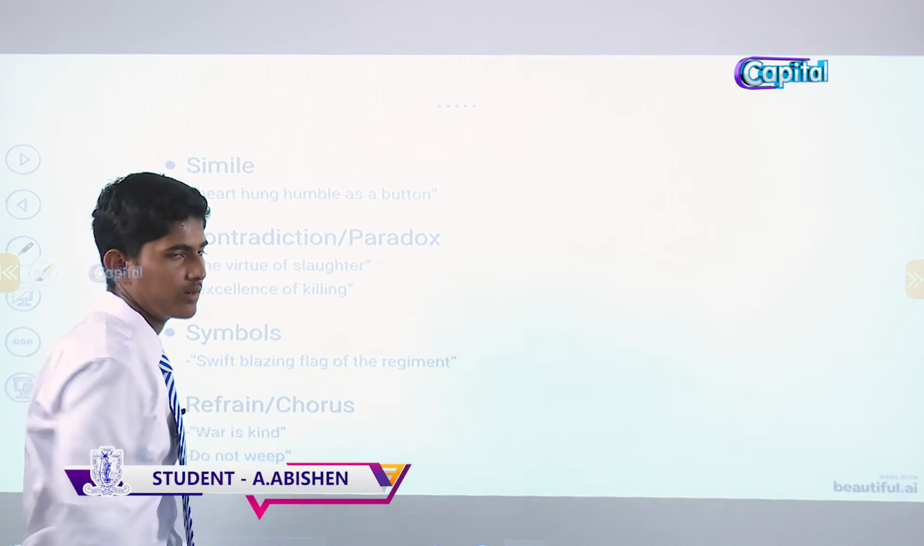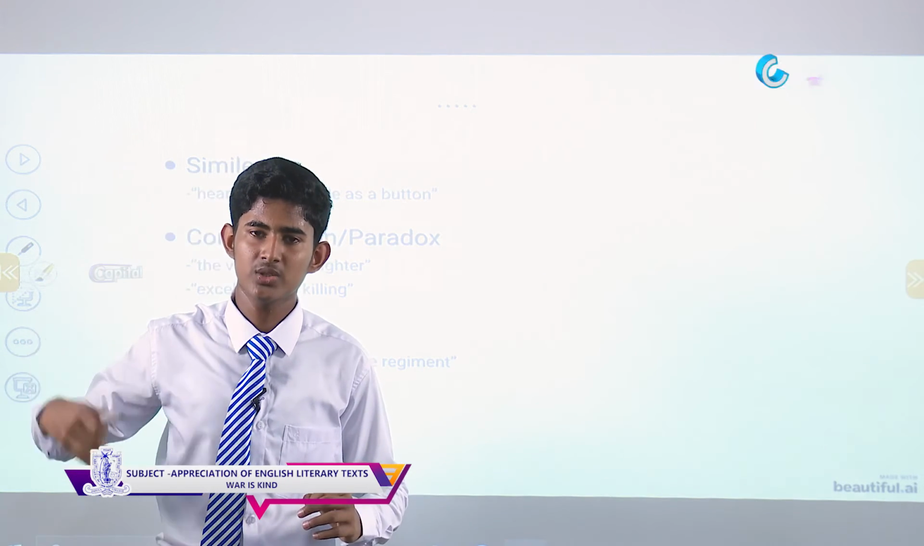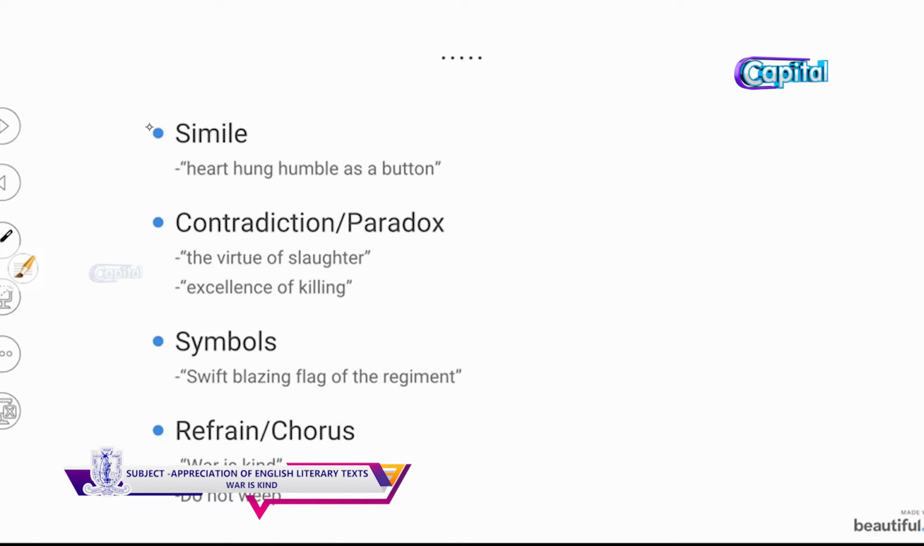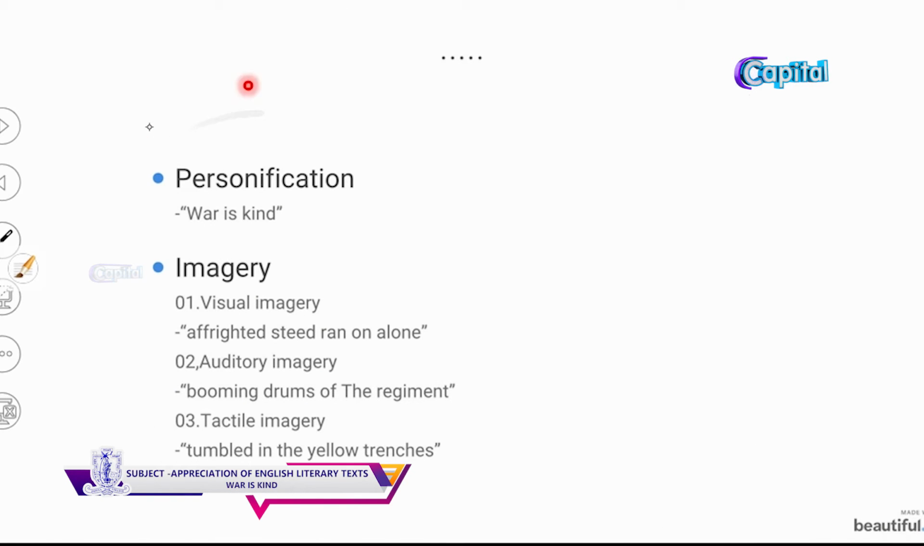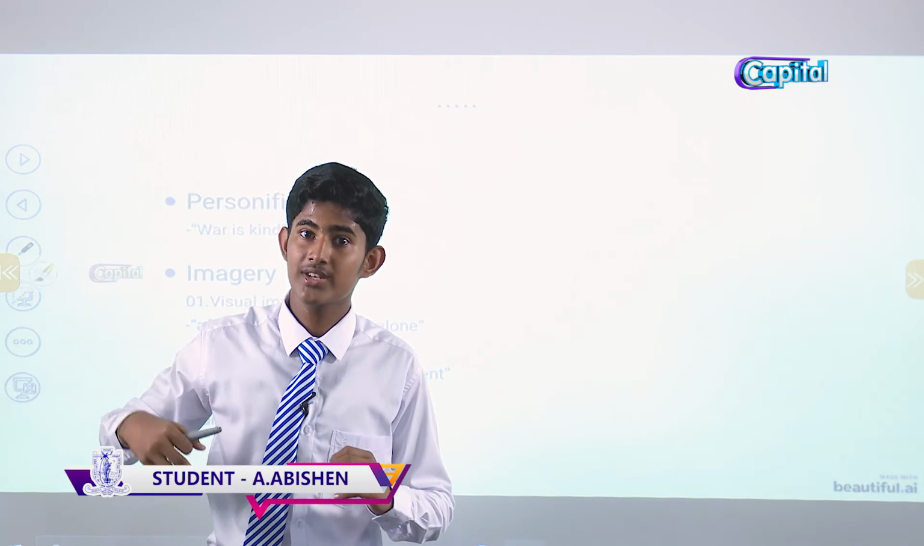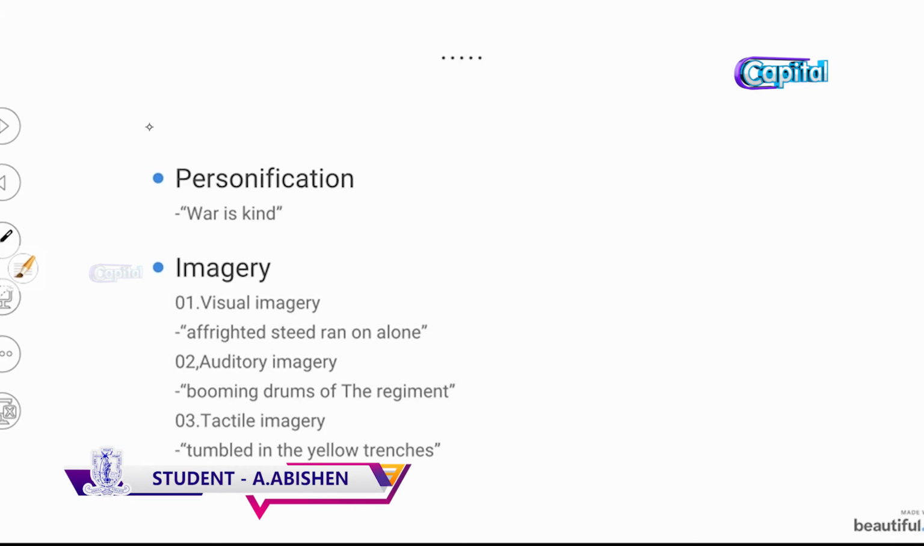Then refrain and chorus, as I already mentioned, these are used to emphasize the facts or the themes or the concepts of the poet. War is kind, do not weep. We can see these lines are repeated again and again throughout the poem. Then the personification. Why is this personification, you may ask? Because kindness is a quality attributed to humankind, but the poet utilizes it to address the war.